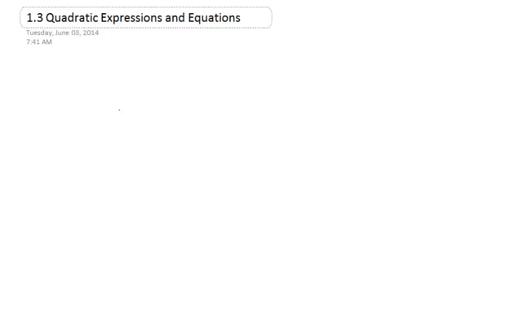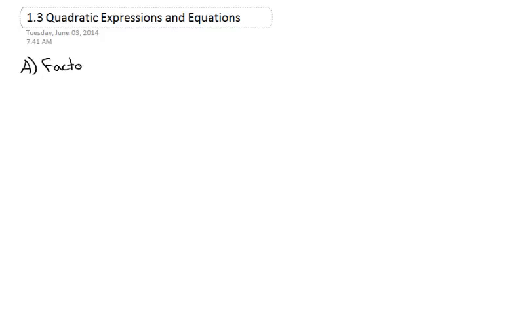1.3 Quadratic expressions and equations takes a look at how we can work with expressions that have x squared in them and an x in them and what we can do with them. And the big thing we're going to take a look at first is this idea of factoring.